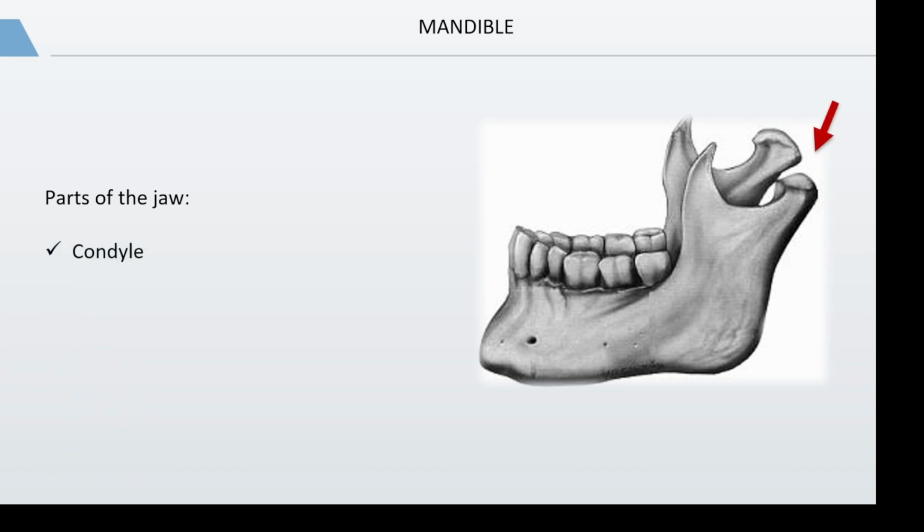The mandible has a condyle, which is located into the glenoid cavity. This is the coronoid process, which is very important. Why? Because in that particular part of the mandible, we have the insertion of one of the most powerful muscles of our cranium, the temporal.